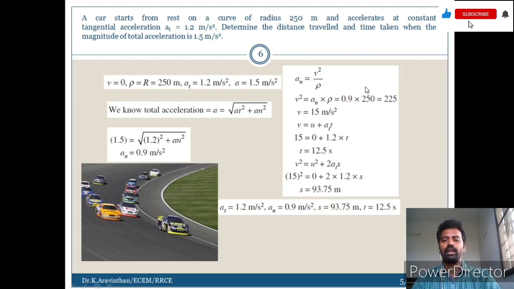So next, after getting the 15 meter per second, you can apply it in this equation: v square is 15 square equal to initial velocity 0, that is the car starts from rest, that's why it is 0, plus 2 at s, where at is 1.2, and s is the only unknown. Simplifying, you will be getting s. Distance travelled is found, and for the time taken, you can use another formula, v equal to u plus at. Here you know the v component, u is 0, at is 1.2, and the t component is the only unknown.